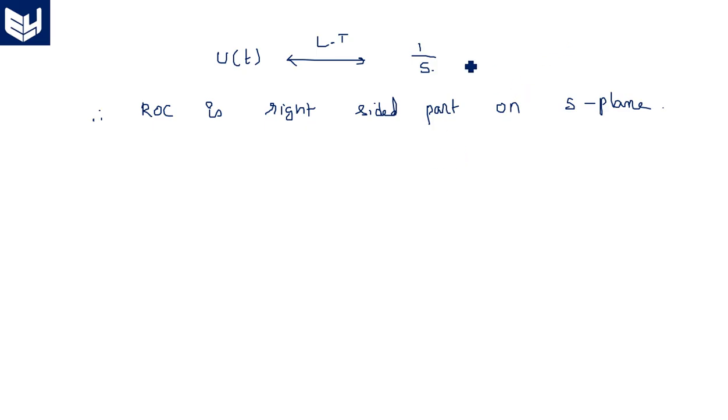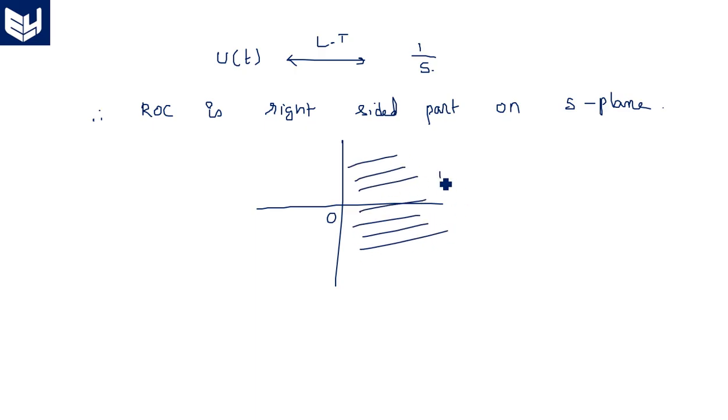Because if you make the denominator equal to 0, s equals 0, so other than 0, all the points on the right-hand side are the region of convergence. So it is 0. This is your region of convergence, ROC, for s greater than 0. This is j omega and this is sigma. This is the region of convergence.